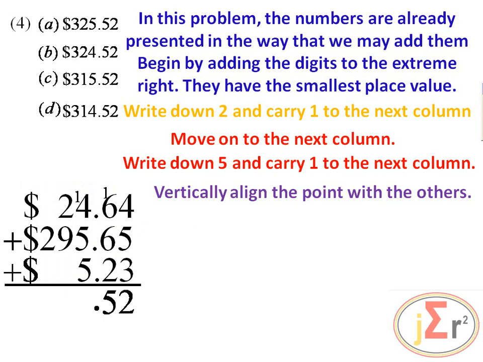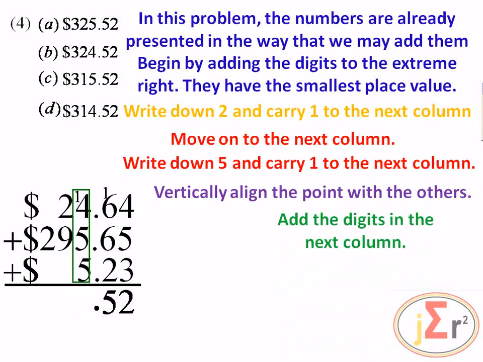So let us move merrily along to the ones column. When we move merrily to the ones column, when we add them, what will be the result? 15. So the result will be 15 again. So what do we do? Put down the 5 and carry the 1.